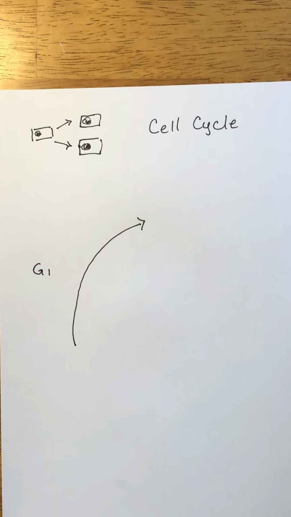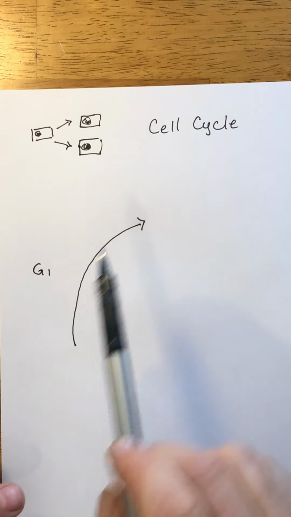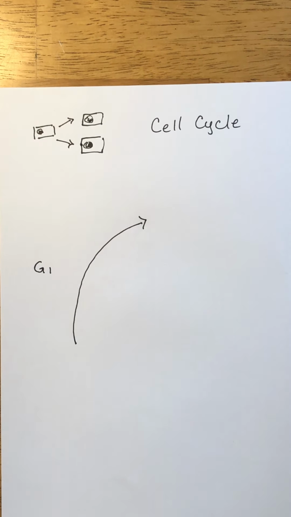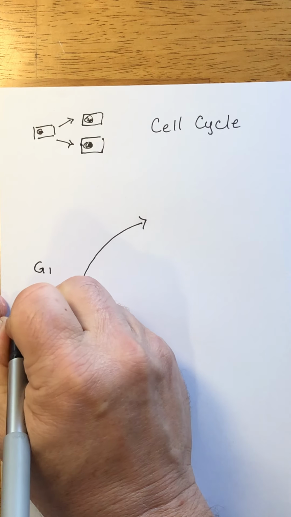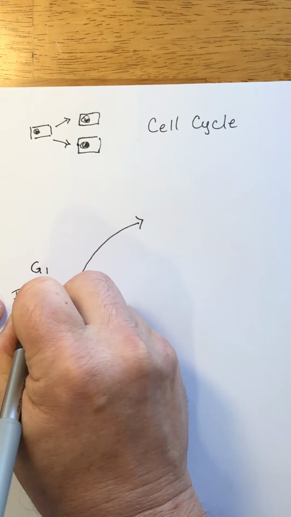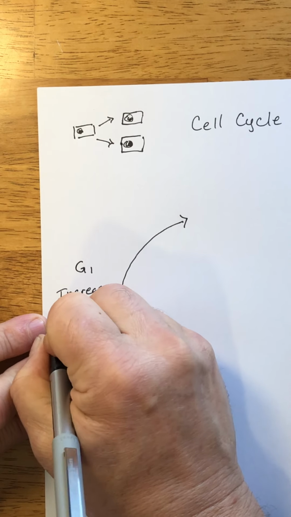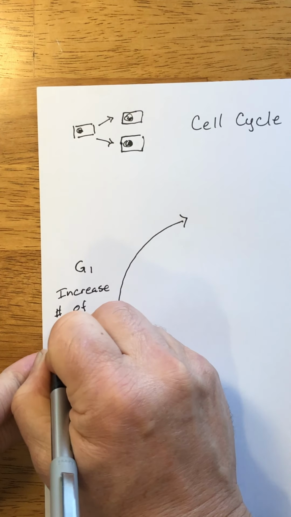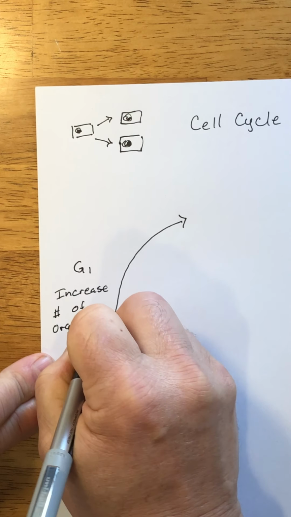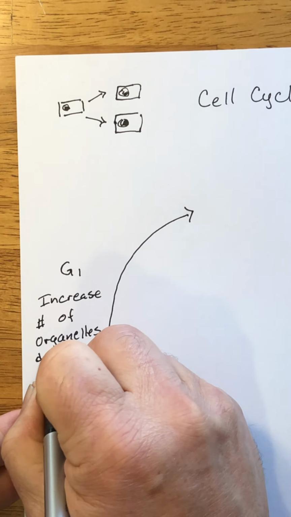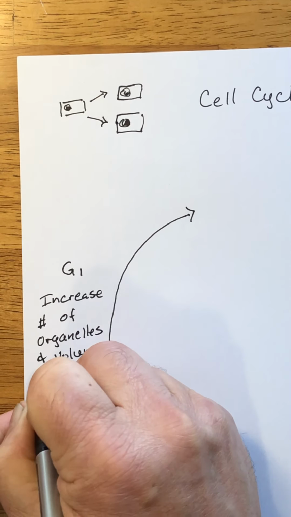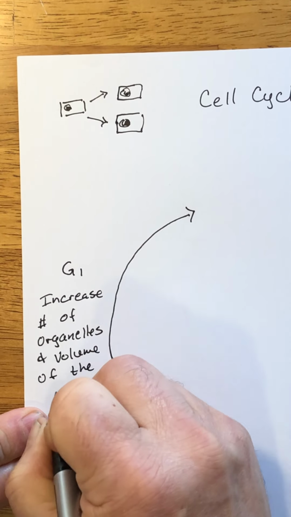One of the things that needs to happen is we have to increase the number of organelles and the volume of cytoplasm so that both of the daughter cells can get all of the cytoplasm, nutrients, and organelles that they need to function. So that happens during G1. During G1, we're going to increase the number of organelles and the volume of the cytoplasm.